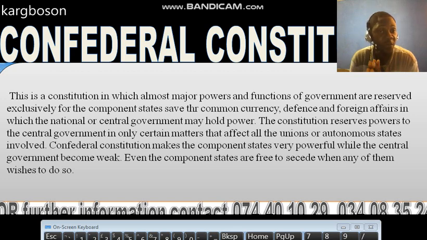Even though in the federal constitution there are certain powers that are exclusively meant for the central government, or what we call the federal government. We find them in the exclusive list, and these powers have to do with finance, currency, foreign affairs and defense. Then there are other laws which are found in a concurrent list.